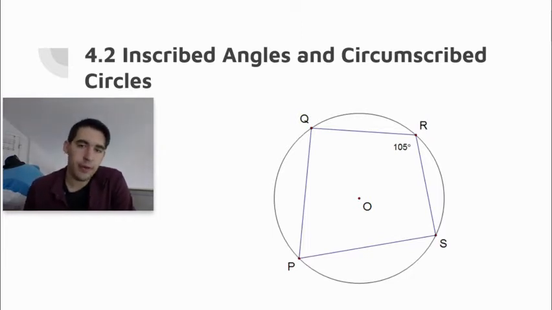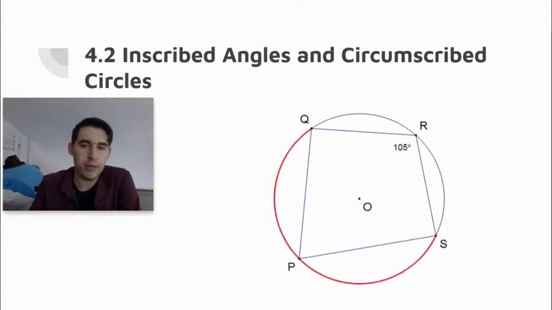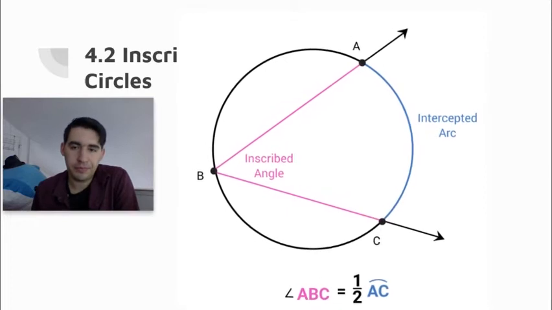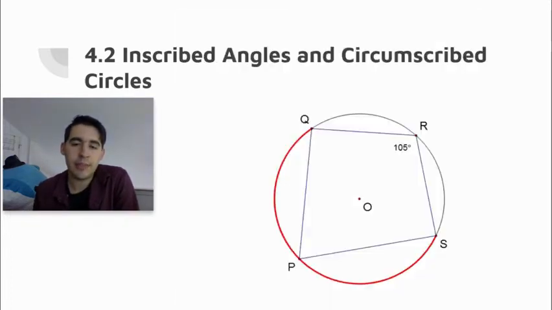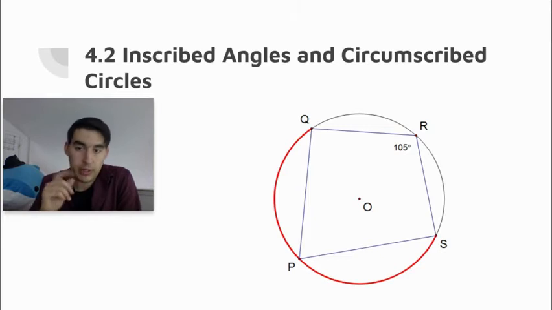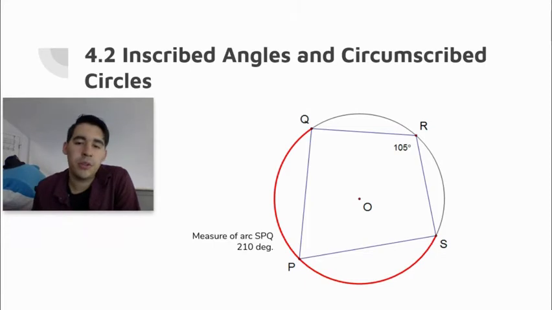We're asked to do a couple things. First, highlight the arc SQ so that it goes through P. That would be that arc right there. We know the measure of that arc because of the inscribed angle theorem. Angle QRS is the inscribed angle that is associated with that arc. So according to the inscribed angle theorem, that arc must be twice as big as that angle, meaning that it's 210 degrees.